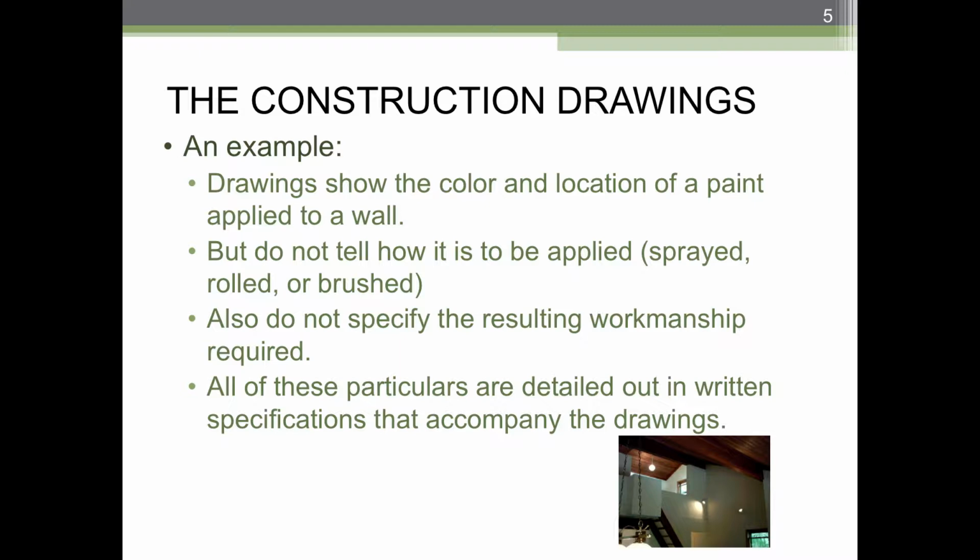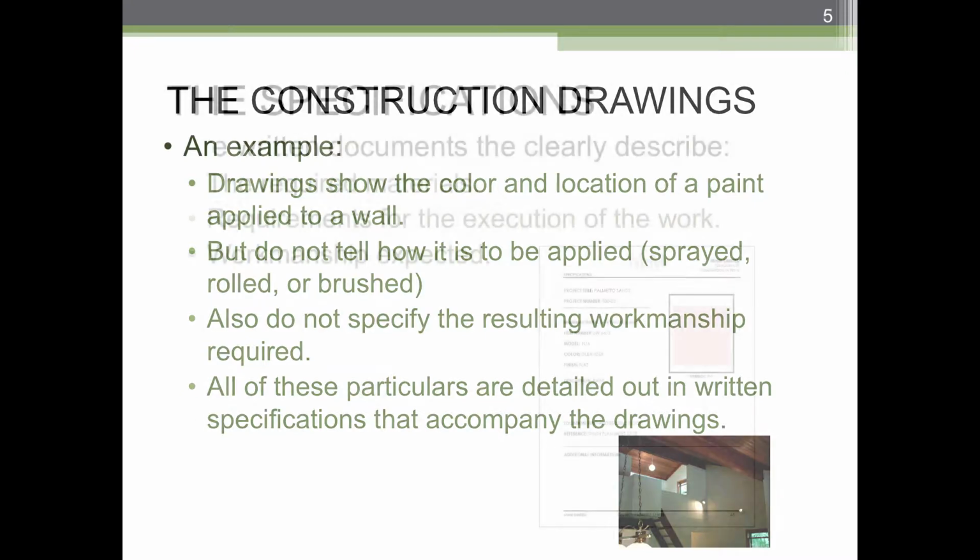Basically, for example, this is a good one. Drawings show the color and location of a paint applied to a wall. That may show up in a drawing or on a schedule on the drawings. They do not tell you how it's applied, any VOC limitations, any sourcing information. They may not have multiple products. All of that stuff shows up in the specifications.